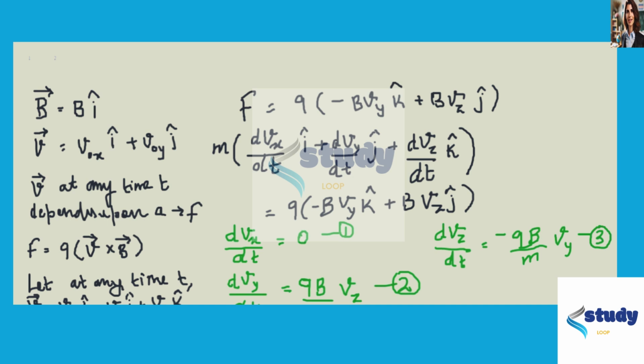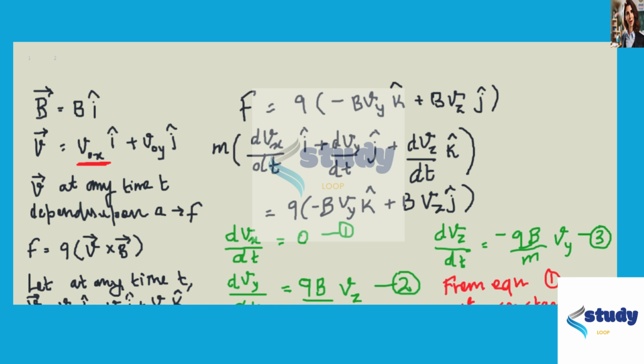Now our task is to solve these equations at any time t. The first one is very simple. From equation 1, vx equals a constant. Very easy. So the velocity along x will always be constant, and that constant is v0x. So we are done with the x component of velocity at any time t.